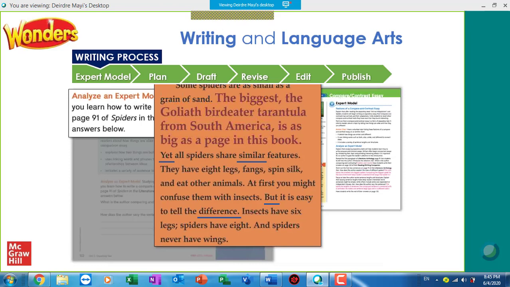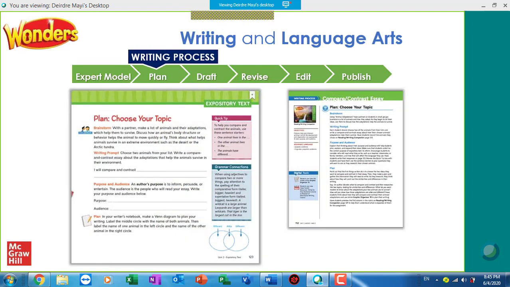So this anchor text, spiders, as Jeff Anderson, and those of you who know Jeff Anderson, the writing guru, he recommends that students need mentor text in order to write well. This will be our mentor text. So we're going to discuss all the finer points of this mentor text.